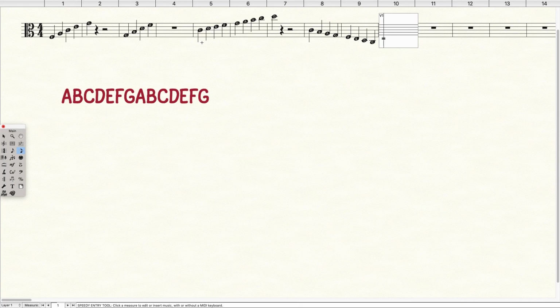And what you'll find is pretty soon you don't need to refer back to that because you're already going to know it.